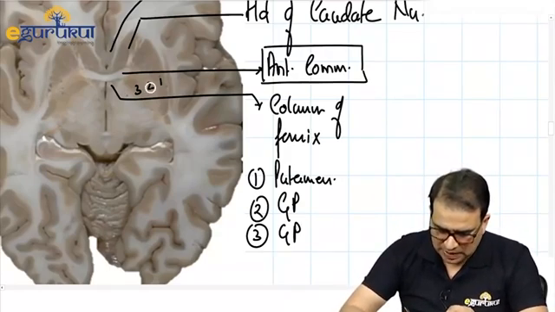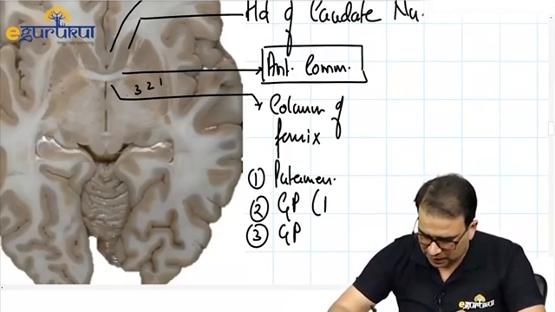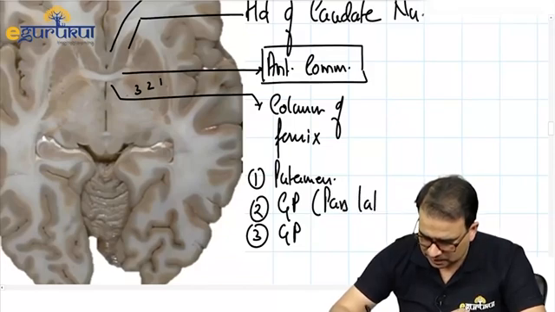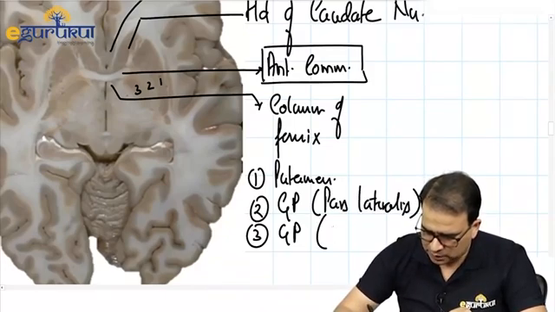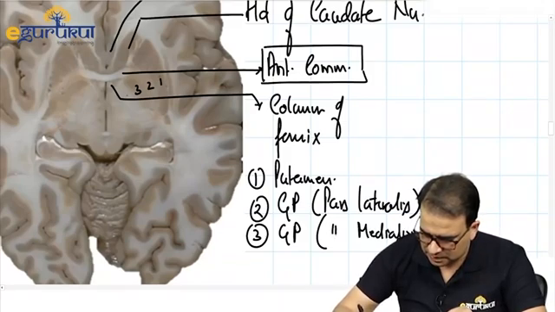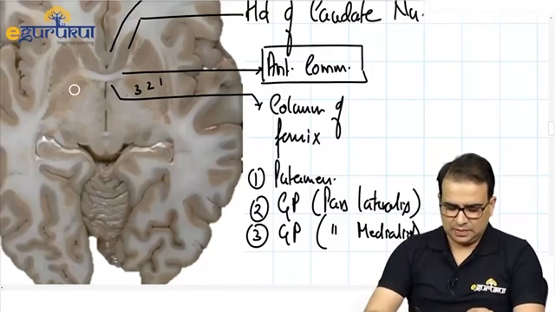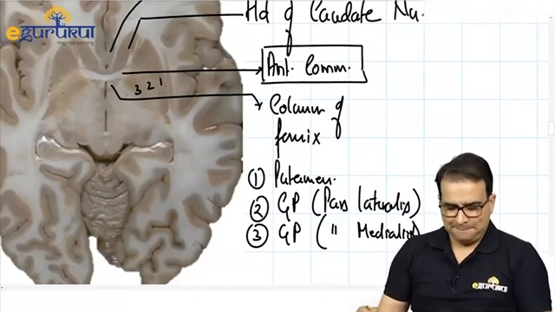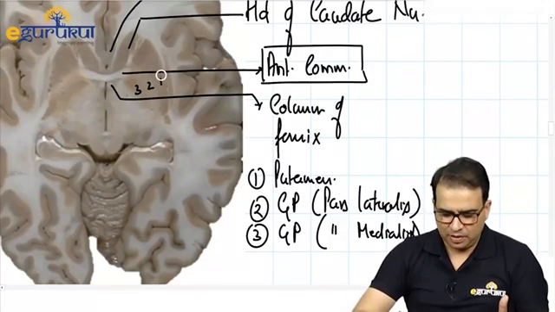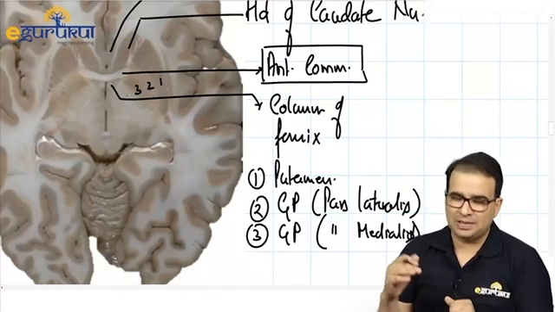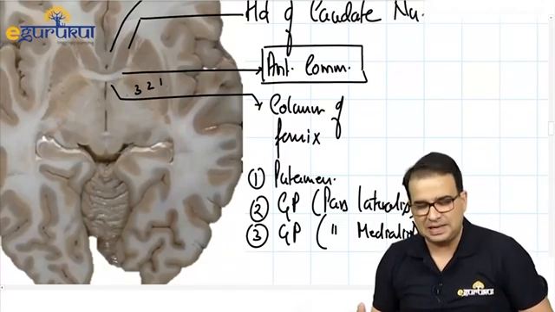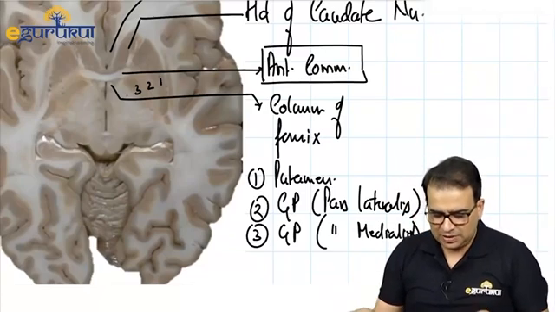Number 2 is globus pallidus lateralis. We call it pars lateralis. And that is globus pallidus pars medialis. So you can see the parts of the lentiform nucleus there. The outermost part obviously is the putamen, and then we have the globus pallidus, which again can be divided into two parts, the pars lateralis and the pars medialis. So that's one variation that you will see in this section.